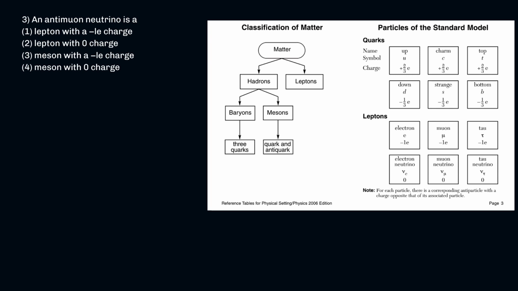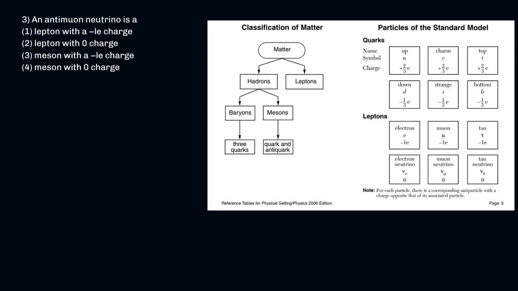So with this, I have 4 answer choices. Answer choice 1, lepton with a -1 elementary charge. Answer choice 2 is a lepton with 0 charge. Answer choice 3, a meson with -1 elementary charge. And then answer choice 4, a meson with 0 charge.